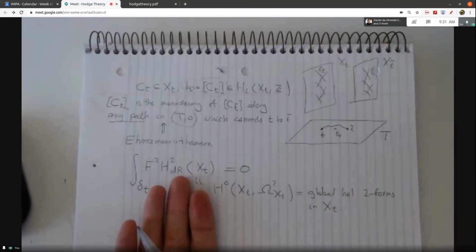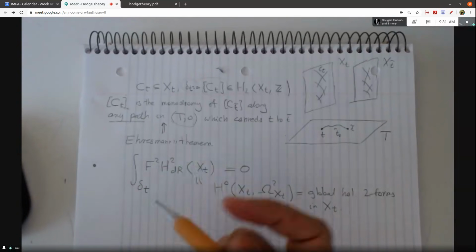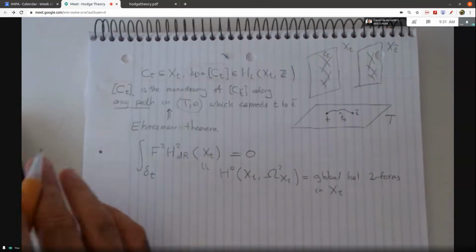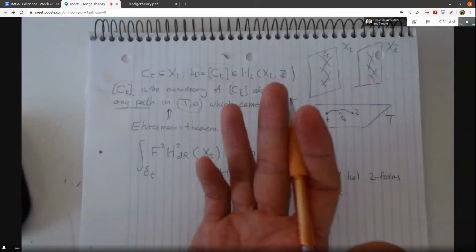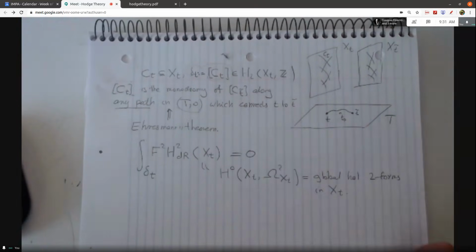And basically this is true because when you restrict a holomorphic 2-form over a curve, there is no 2-form over a curve, so it must be identically 0. At the end, you just integrate 0 over the curve, and then you get 0. And I remember that this was the beginning of the Hodge conjecture, and so this means that the first indication for the Hodge conjecture is something purely trivial.